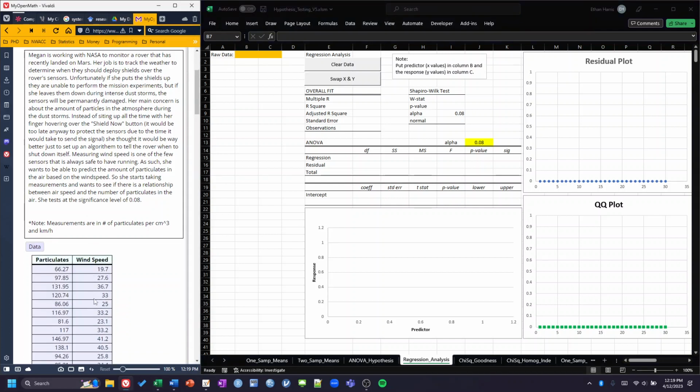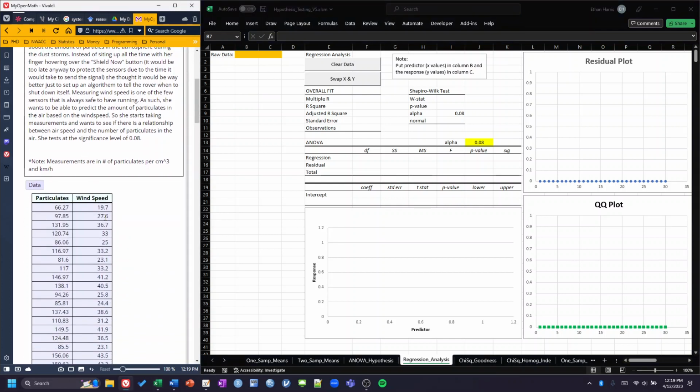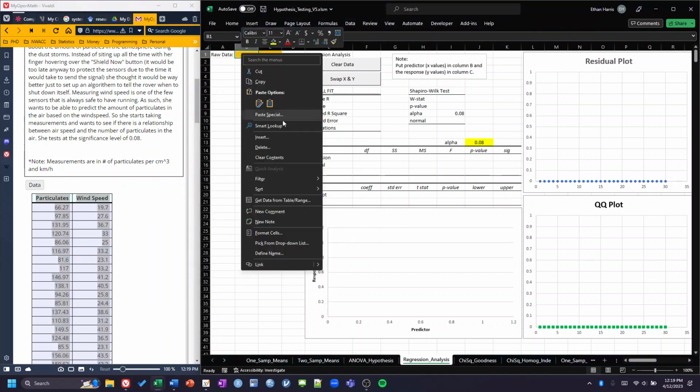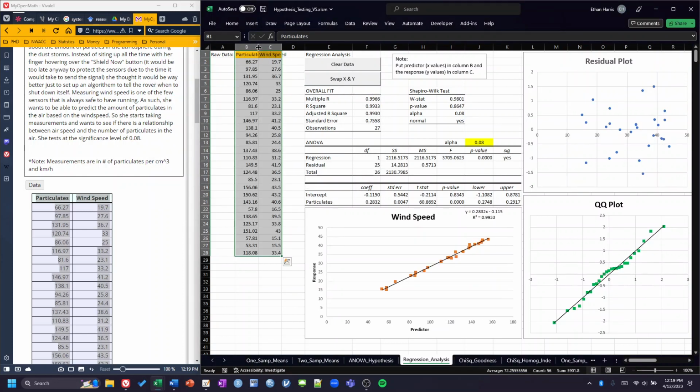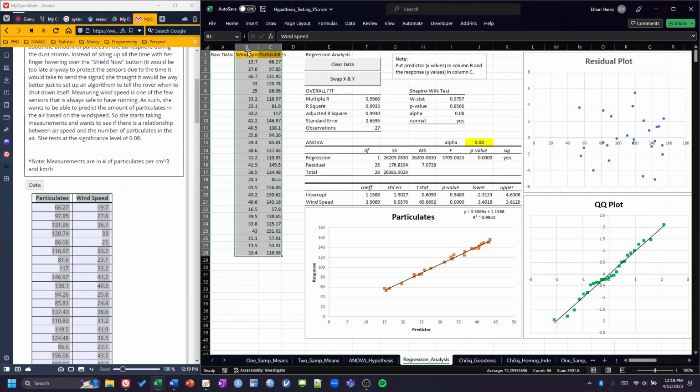And if we look at our data, notice that our particulates are actually in the wrong order here from what we need over here. Don't worry, we have this button called swap X and Y. So we're going to copy your data, put it in here, and let's do our paste special. And here we see that we have the particulates, and right now they're the predictor and they are predicting the response of the wind speed, and we need to flip that. So we're going to click swap X and Y, and now we have wind speed in our B column and our particulates in our C column.